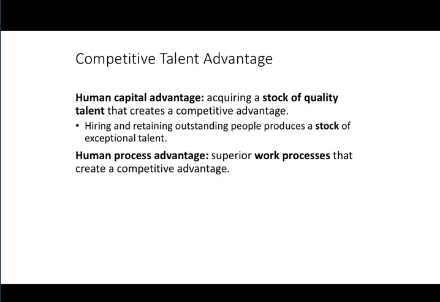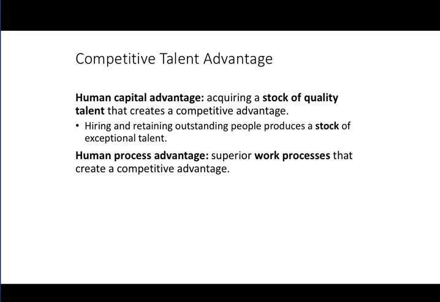This last slide in the business and staffing strategy lecture is dealing with the difference between human capital advantage and human process advantage. Human process advantage, as it says there, is just focusing on work processes that create competitive advantage. And so we can plug individuals into a process that we think is going to help us create the competitive advantage. Human capital advantage is about looking at the quality of the people who are going to do the work, who are going to engage in those processes.